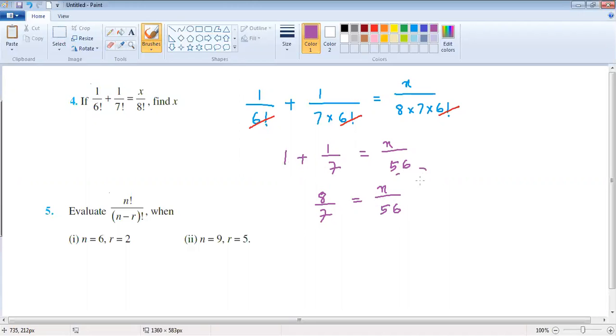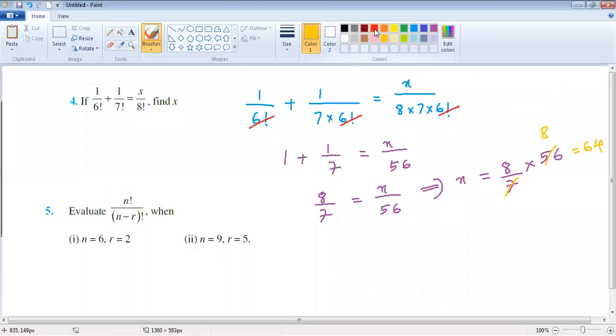So cross multiplying, you will get like this. That implies x is equal to 8 upon 7 into 56. So this 7 and 56 cancel. 7 into 8 is 56. So the final answer is 8 into 8, which is equal to 64. So the value of x is 64. If you write the value of 6 factorial, 7 factorial, and 8 factorial, it will be very big numbers. So this is the best way.